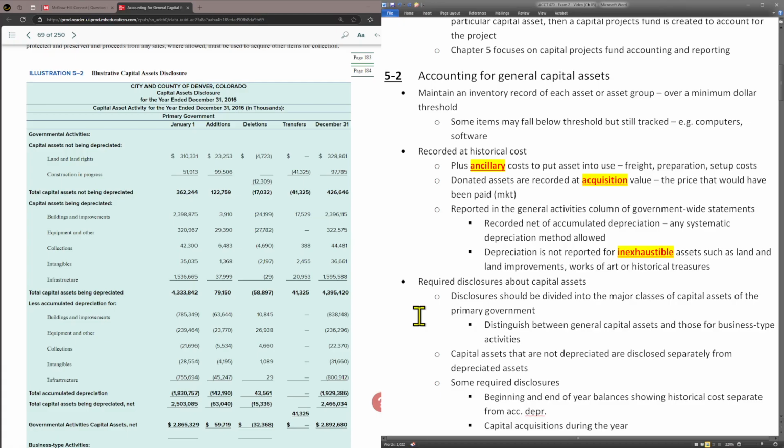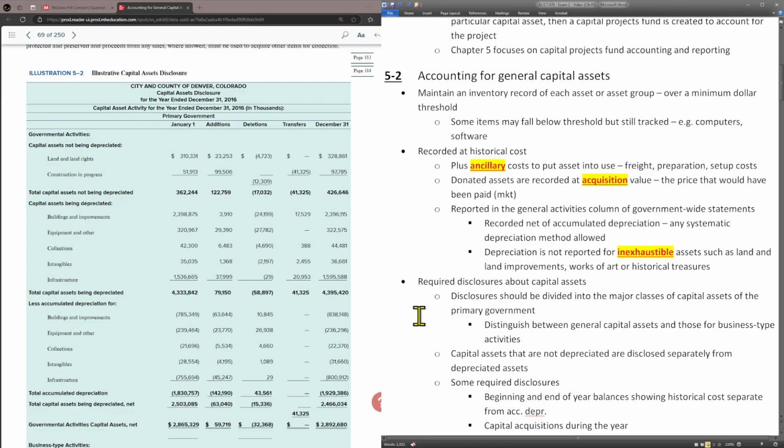Donated assets are recorded at the acquisition value. Again, here's another. Why don't they just use the word fair value? I don't know. But acquisition value is basically the price you would have paid if you had to go out and buy it on the market, which is things that we've called market value or fair value before. Reported in the governmental activities column and government-wide statements.